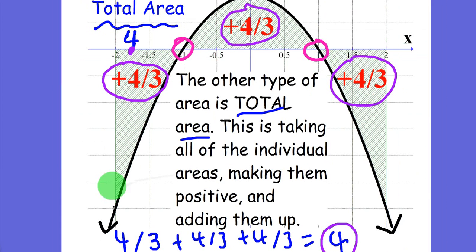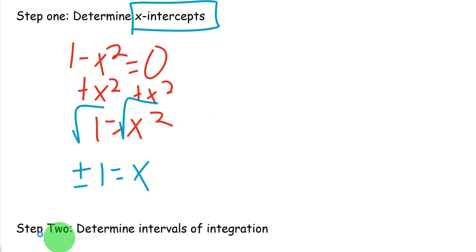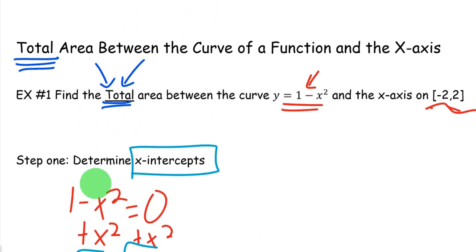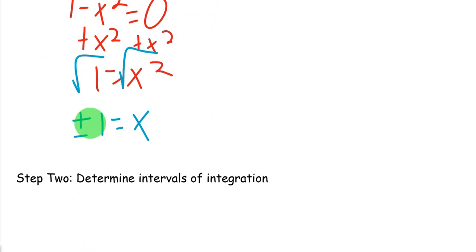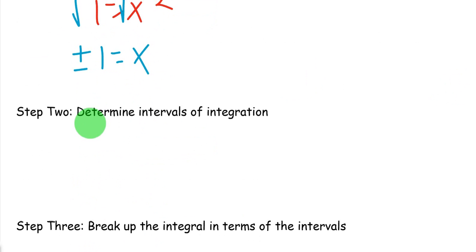Again, this helps us to split up the integral into 3 pieces and just take the absolute value of each definite integral individually, which will give us the positive 4 that we're looking for. Alright, so step 2 is to determine the intervals of integration. Well, our original interval was from -2 to 2, so all we have to do is split up the interval based on these x-intercepts. So here are going to be our intervals.